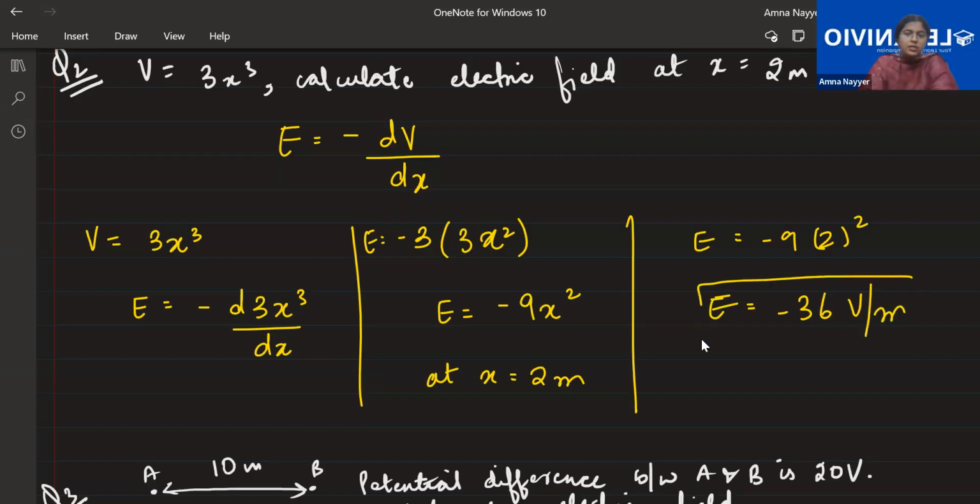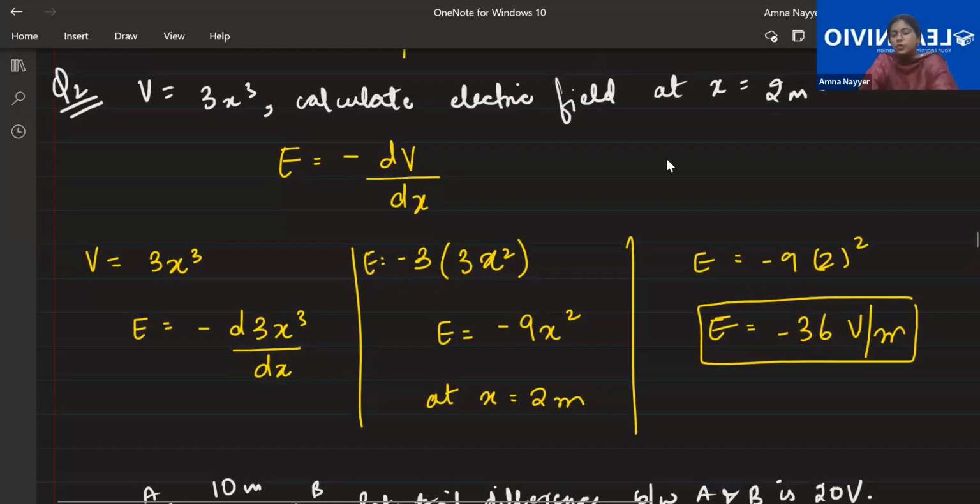Now you can use the unit volt per meter, and also Newton per coulomb because F is equal to QE, so E is F by Q. Write down this one quickly. Whatever equation they give you, I hope you will be able to differentiate it. Just differentiate it, whatever value they say, just put it, like you used to solve the questions of velocity and acceleration in class 11.